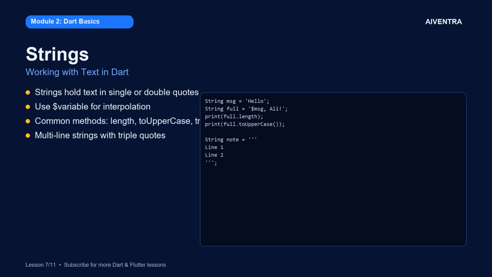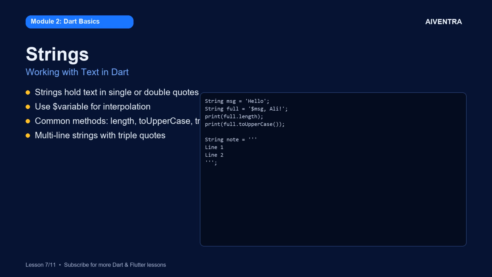String interpolation is one of Dart's most convenient features. Instead of joining strings manually with plus, you can embed values directly using $ and the variable name inside a string. For an expression, use $ with curly braces. This keeps your code readable and concise.